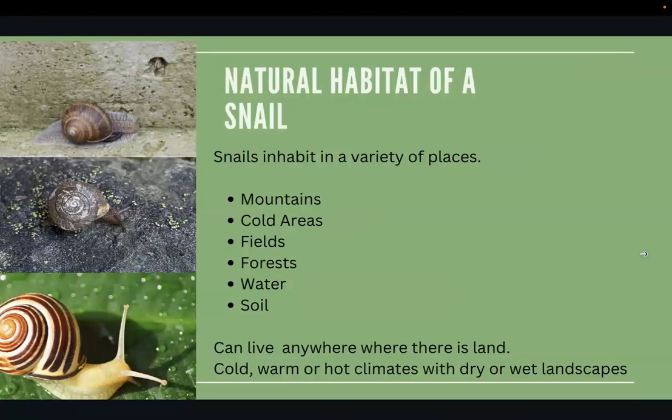So, the natural habitat of a snail. Snails inhabit a variety of places, which can be mountains, cold areas, fields, forests, water, and soil. And they can pretty much live anywhere where there's land. You can also find snails on concrete or anywhere outside of your house.